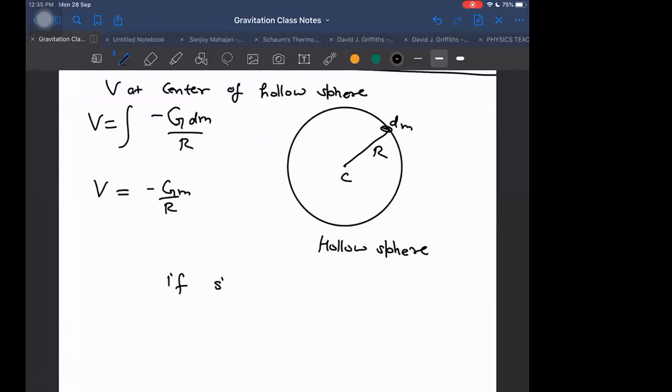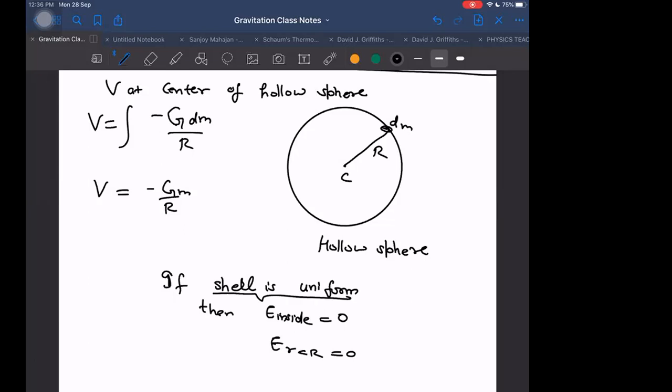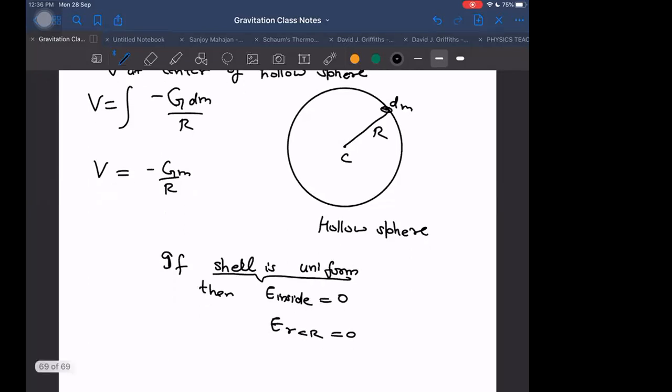If the shell is uniform, then E inside, right or not? E inside will be 0. Sir, E inside is 0. E inside will be 0 only for which case? When the shell is uniform. Only if the shell is uniform.